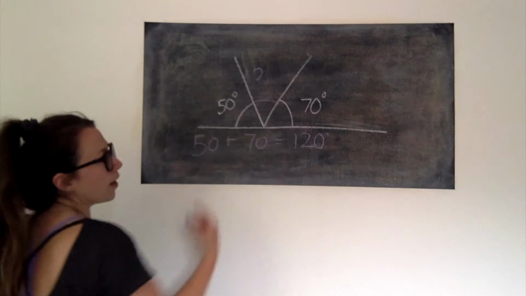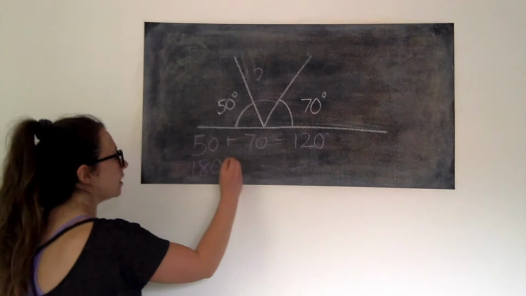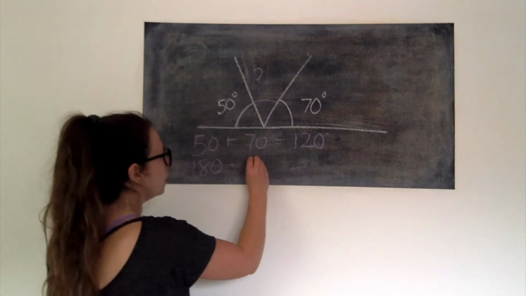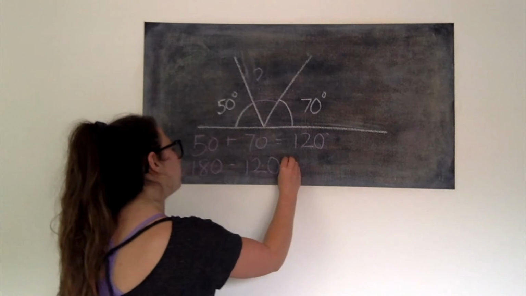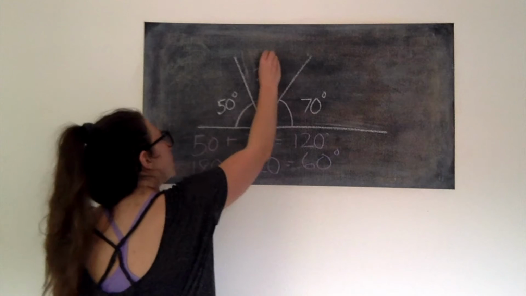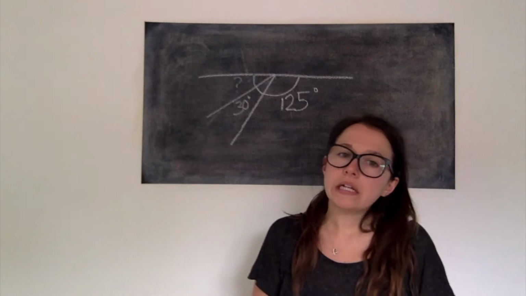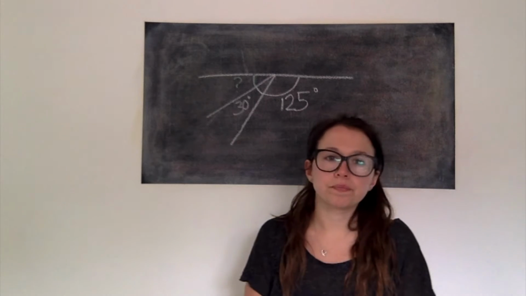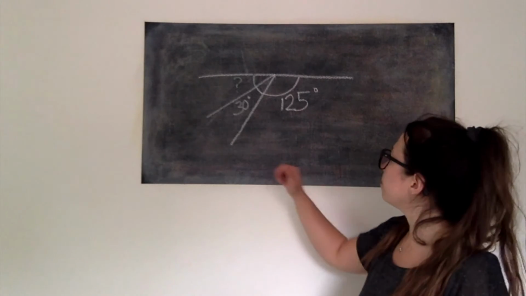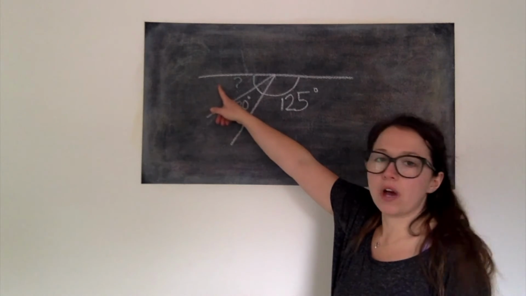We now need to figure out what's missing. So to do that, we know that they all total 180. So we'll do 180, subtract 120, gives us 60 degrees. So our missing angle is 60 degrees. Next one's for you to pause and have a go at. So again, you've got 3 angles. We've got 125 degrees, 30 degrees, and you need to find out this one.